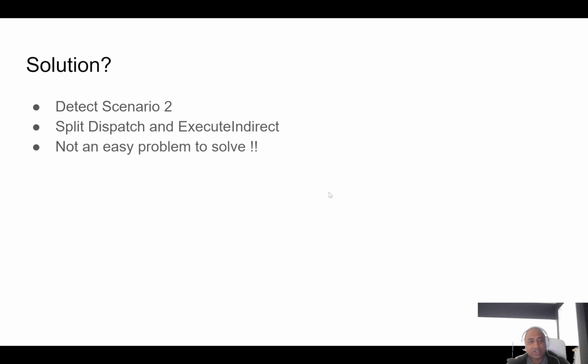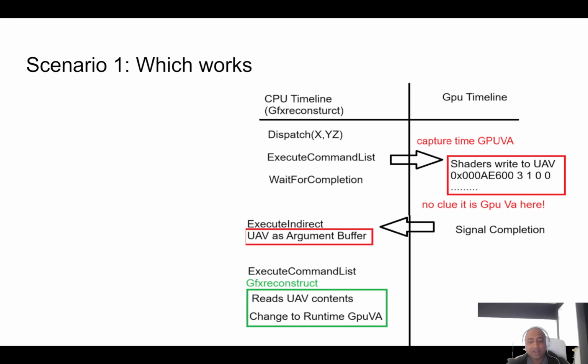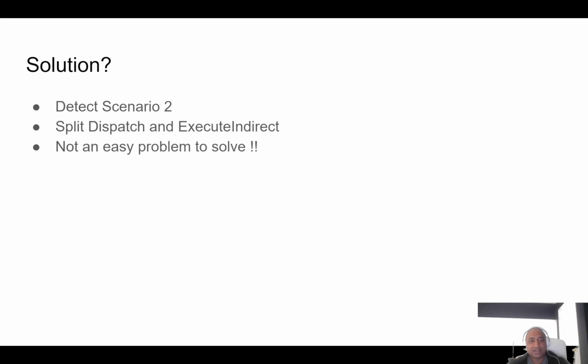But in this case, it appears to be simple. In complex games, when we have thousands of dispatches and execute indirects, it is not an easy problem to solve. But it is good to know that such scenarios exist so that we can make a call whether to debug it in this way or find other ways to debug.